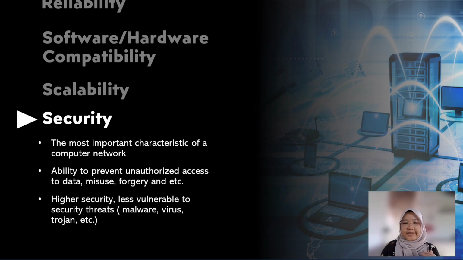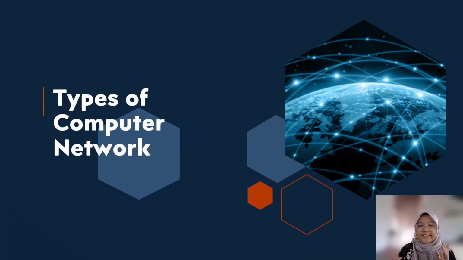Last but not least, we have security. Security is the most important characteristic of a computer network because it is the ability to prevent unauthorized access and be less vulnerable to security threats such as hackers or malware, such as viruses or trojans. Next, I will talk about the types of computer networks.